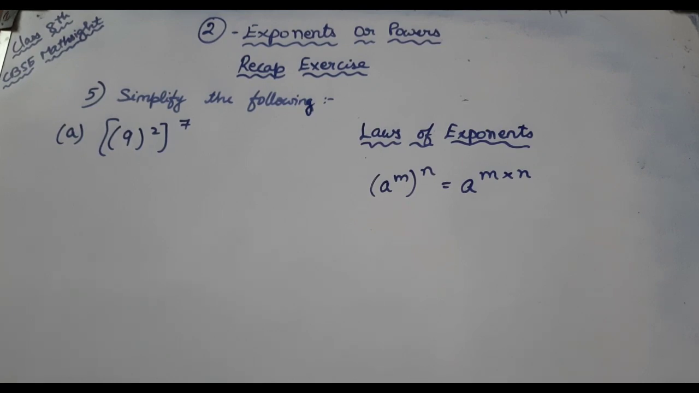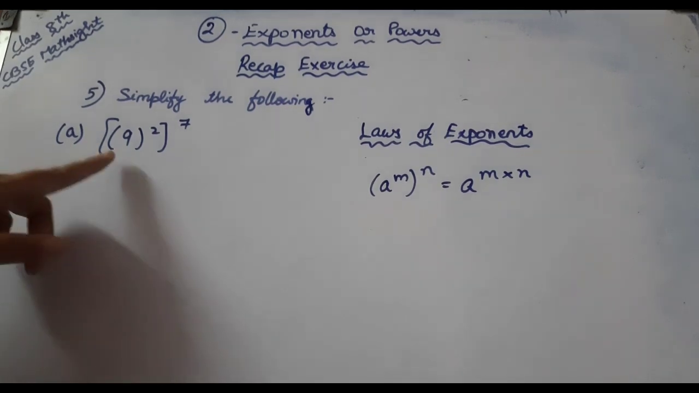We are seeing class 8 chapter 2, exponents or powers. We are seeing recap exercise 5th sum. Simplify the following and write in exponential form. Exponential form means we have to write in terms of the powers. We first have to simplify it and write the form.